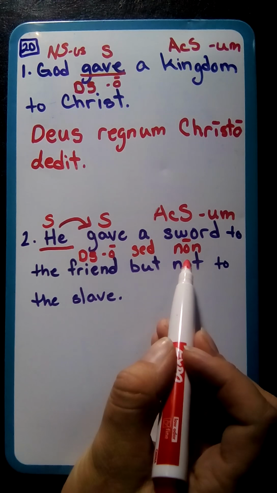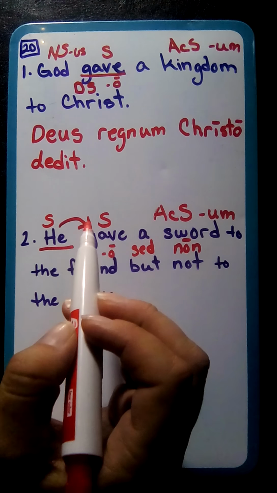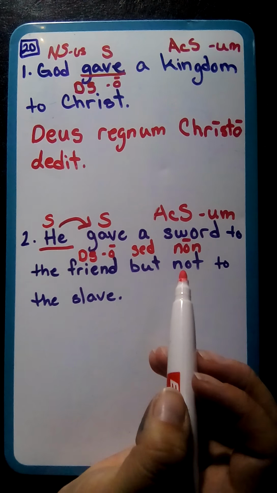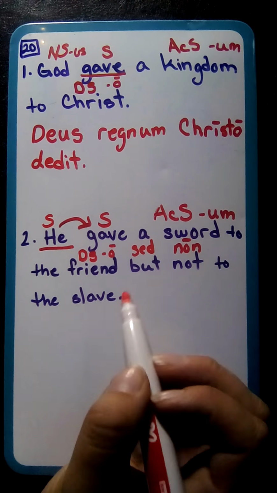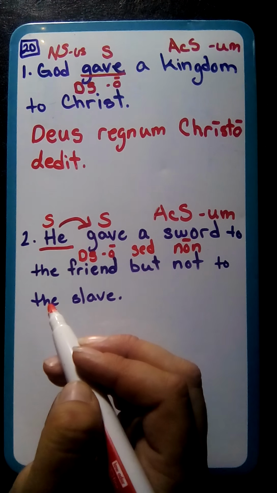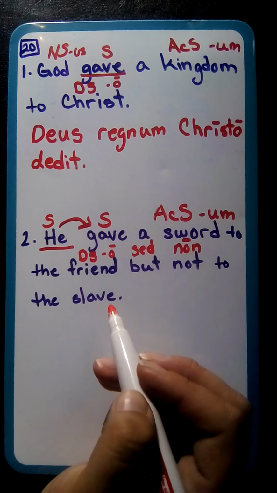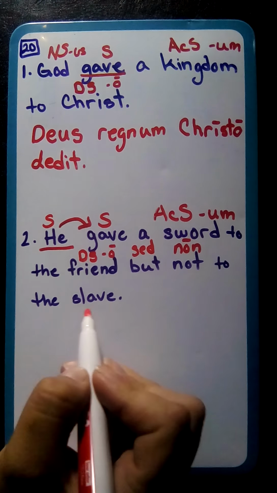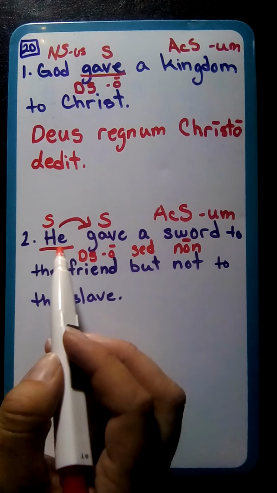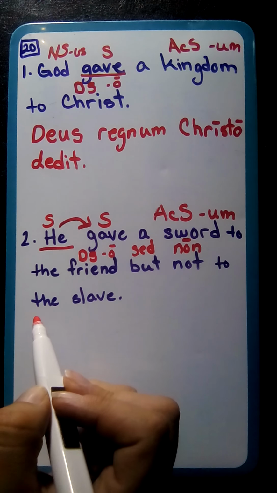Generally, we've used "not" to talk about not giving, so it's been describing the verb, or to not praise, but this time it is describing the slave. So "not" is going to be modifying the slave, so it's going to stand directly before the slave in the sentence. And the slave, what is the slave acting as in this sentence? Well, he gave a sword to the friend, but not to the slave.